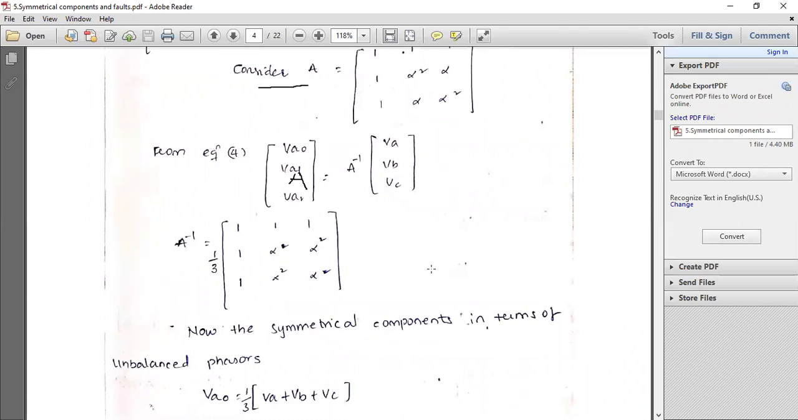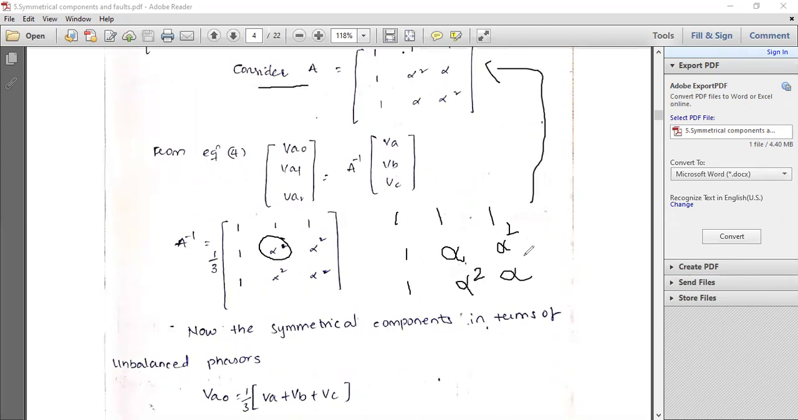Now see here, what is A inverse? Obviously you know how to determine the inverse of a 3 by 3 matrix. If you determine it, you will get 1, 1, 1, 1 alpha alpha square, 1 alpha square alpha. This is just quite the opposite of A. If you determine A inverse, obviously you will get this one. Now, the symmetrical components in terms of VA, VB, VC are obtained. Just see here.